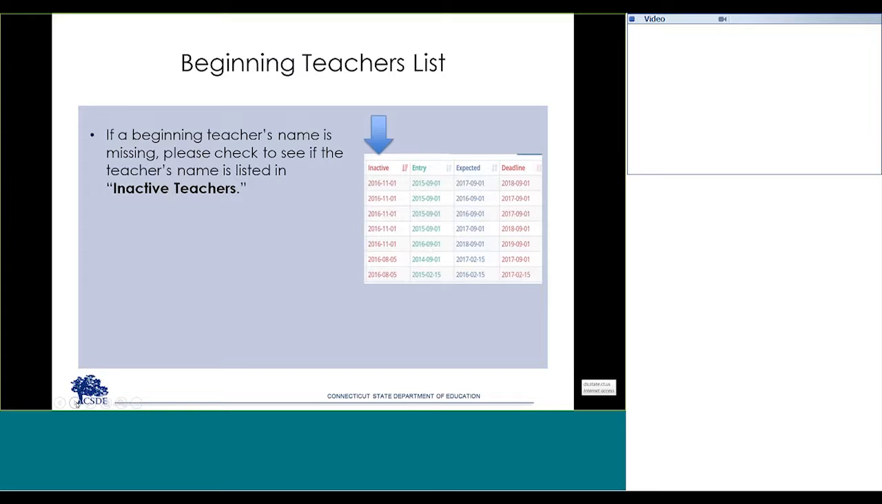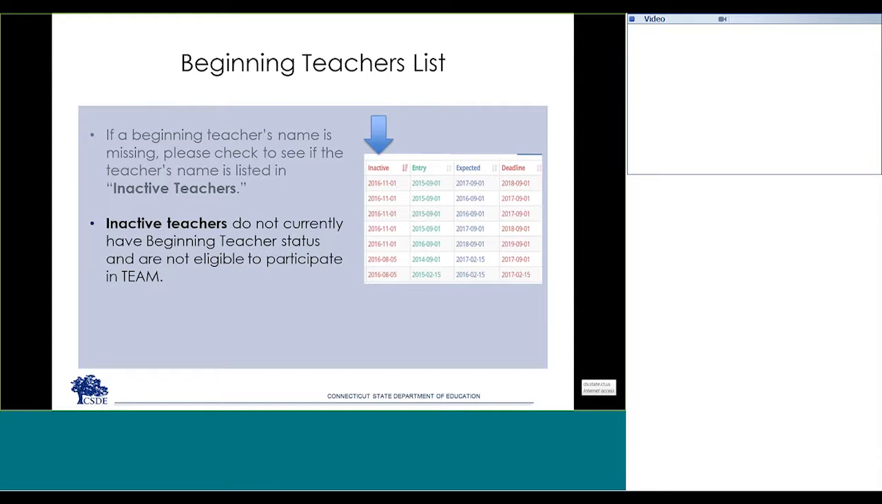Okay. Now we're going to talk about the inactive status. This is a feature that was added in the current version of the system, and it indicates if a teacher is no longer listed as team required. Now, a teacher can become inactive for a number of reasons. For example, if a teacher was in team last year and now, as a result of a typo from HR, the teacher is listed as out of compliance, they would become inactive. If a teacher completed team, their status becomes inactive because they are no longer an active beginning teacher.